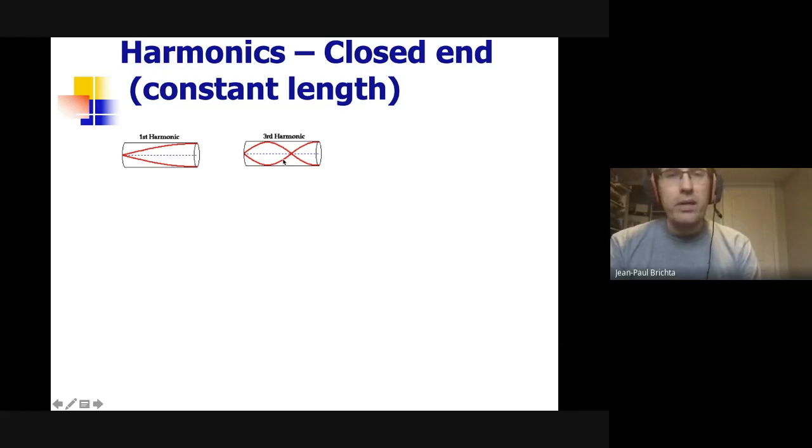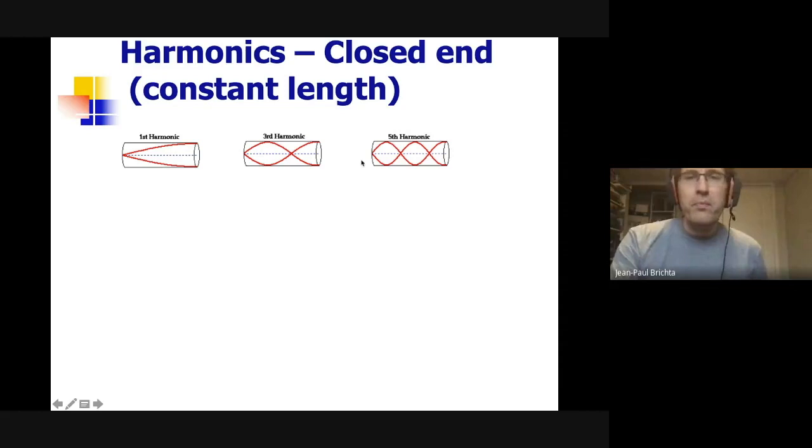There is no second harmonic. There is no way to actually get a full wavelength inside of this. Sorry, there's no way to get half a wavelength inside of this tube. It's just impossible. So the next one up would be the fifth harmonic, where again you have 1, 2, 3, 4, 5 of these quarter wavelengths. So the mathematical relationship between this one and the first harmonic is this one is 5 times. So it's the fifth harmonic.